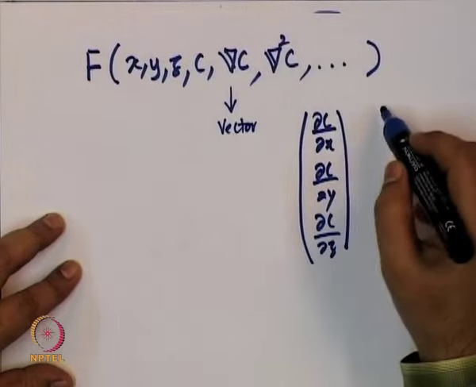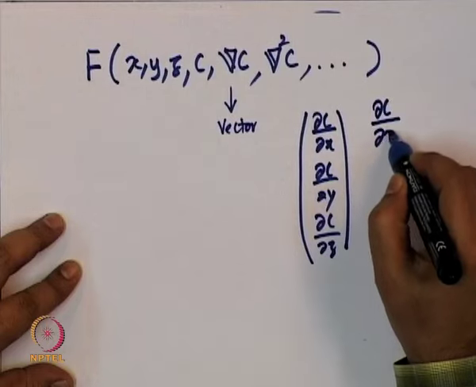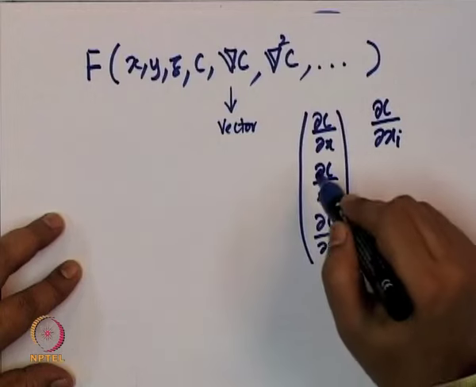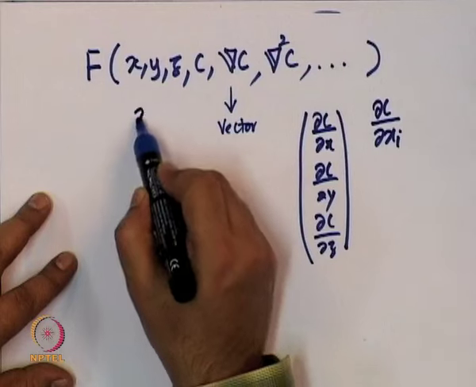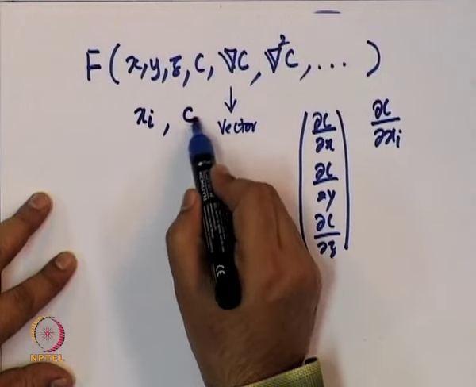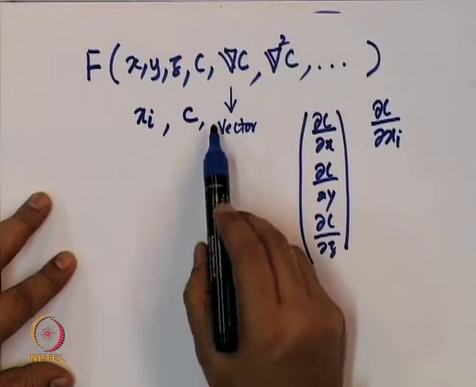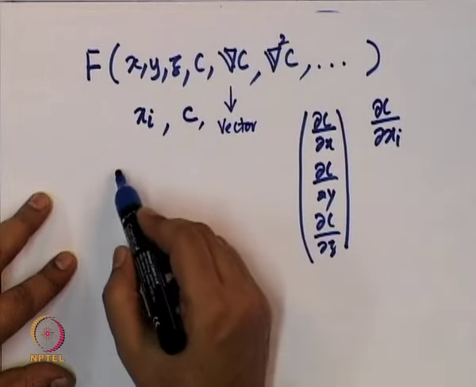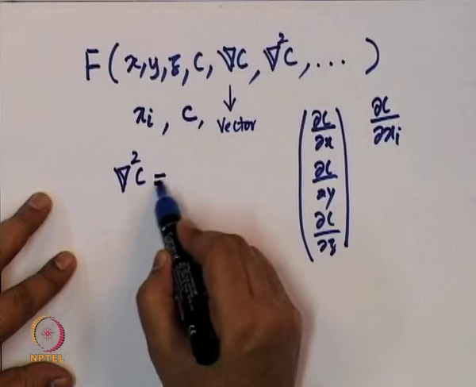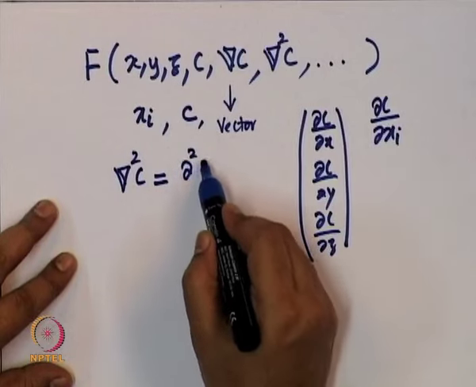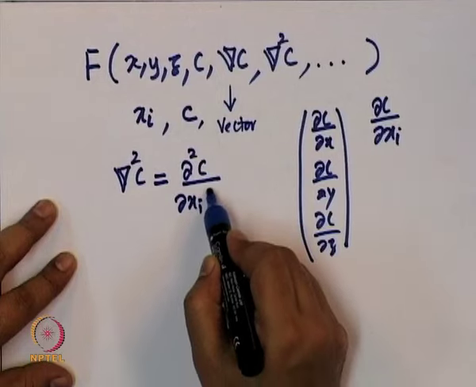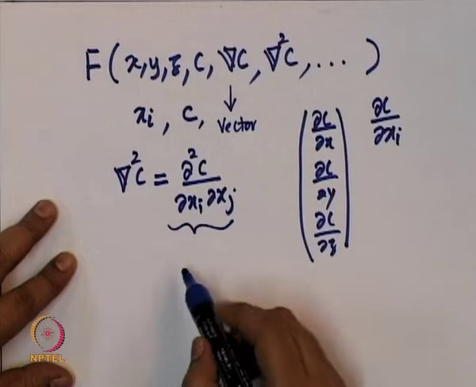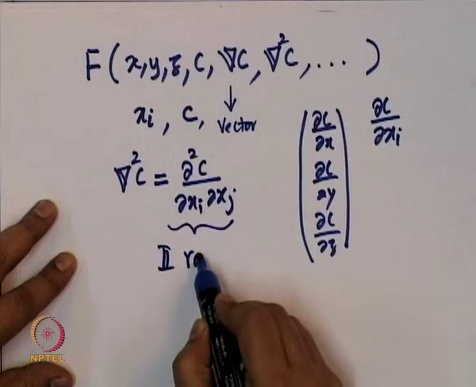In other words, if I write it as dou c by dou x i, it is a quantity with one index. So, x, y, z I can write as x i, c is a scalar composition, and del c is dou c by dou x i. So, that becomes a vector. By the same token, del squared c is nothing but del squared c by del x i del x j. Because it is a quantity with two indices, it is going to be a second rank tensor.